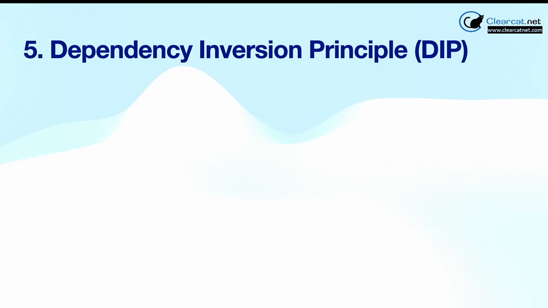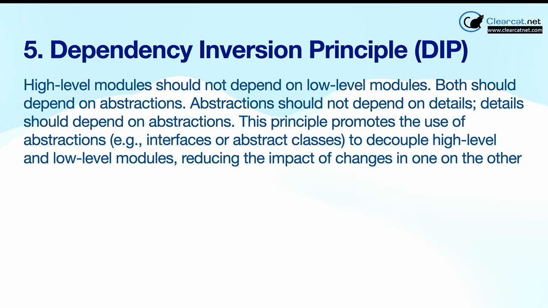The last one is the Dependency Inversion Principle. What is its definition? High level modules should not depend on low level modules. Both should depend upon abstraction. Abstraction should not depend upon details. Details should depend upon abstraction. This principle promotes the use of abstractions. How are we achieving abstractions? It is also a very important question. We achieve abstraction with the help of interfaces and abstract classes.